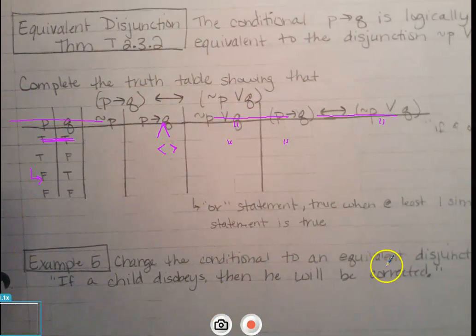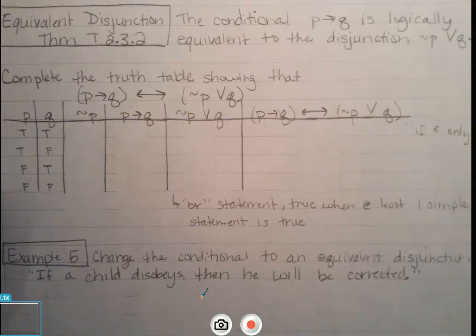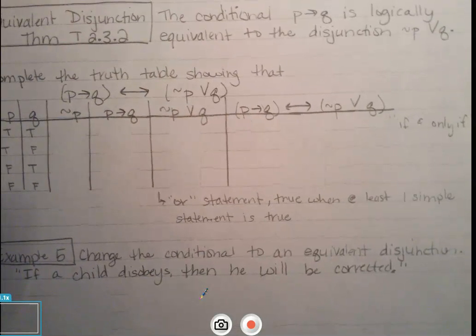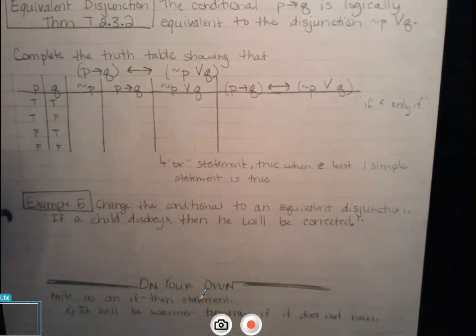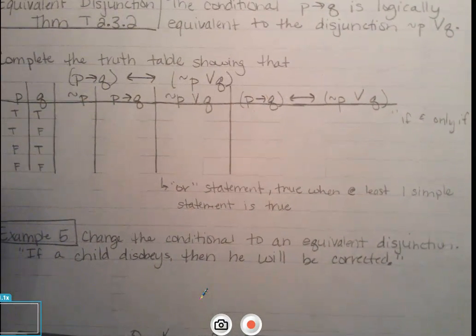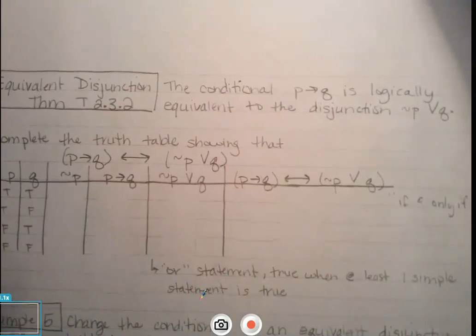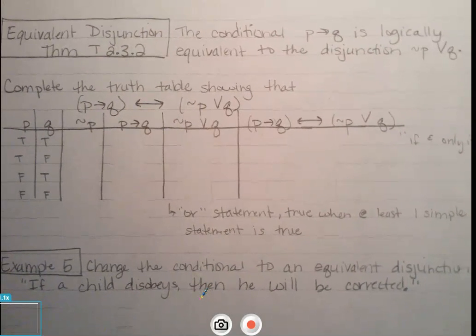And the equivalent disjunction theorem says the conditional, if P then Q, is logically equivalent to the disjunction. What is that disjunction? What are those symbols? Sorry, I'm trying to get that all to fit in there. What's the squiggly in front of the P? Not, okay. So it is equivalent to the disjunction not P.